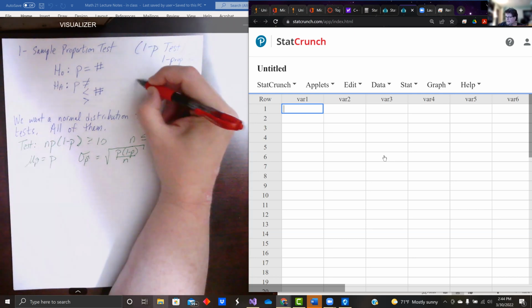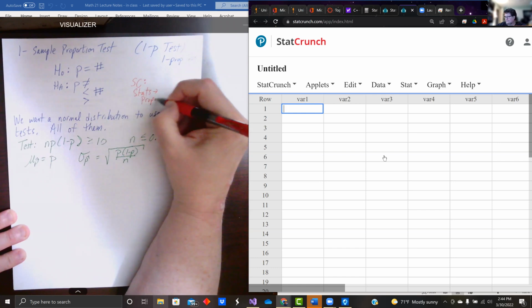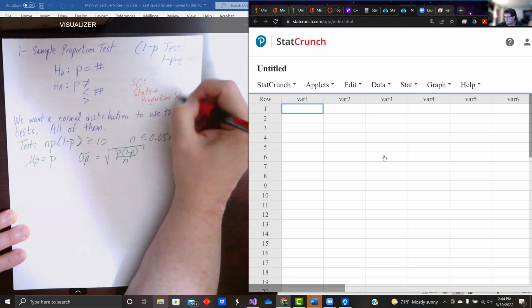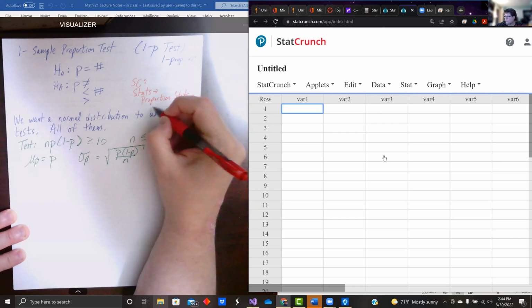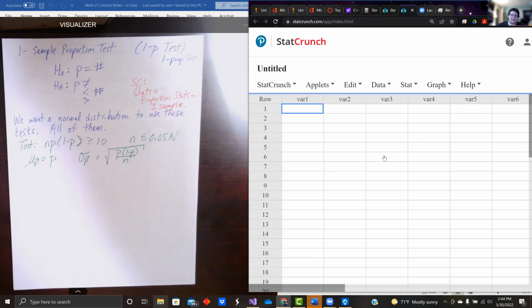When we do it in StatCrunch, it's stats, proportion stats, one sample. And you either got to choose with data if you have data values, or with summary if you just have the mean and standard deviation. Usually the summary here is X and N. That's a better way of putting it.